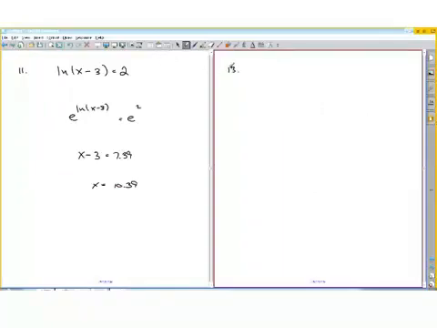Let's look at 13. So we have the natural log of the square root of x plus 2 is equal to 1. Same deal. e to the natural log of the square root of x plus 2 is equal to e to the 1. The right-hand side becomes just, well, actually there's two ways of doing this. I'm going to show you both ways.